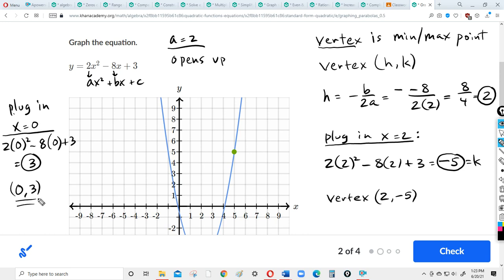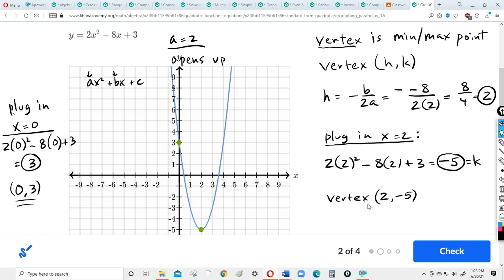So we're going to plot this point, and that'll be it. So go to x equals 0 and y equals 3, right there. All right, so we have the vertex 2, negative 5, and we have this point here 0, 3.